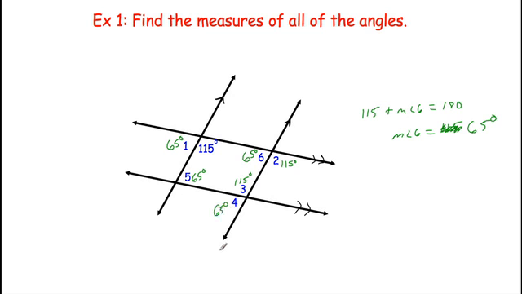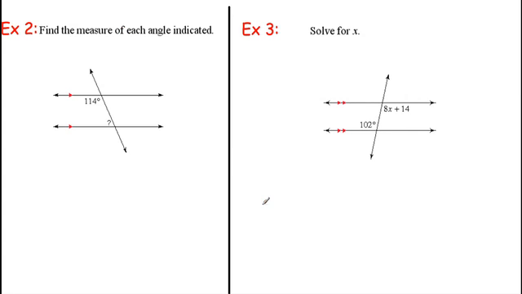All right, let's try another one. Find the measurement of each angle indicated. So I want to find this. What kind of relationship do I have here? That's same side interior. So 114 plus question mark equals 180. Subtract 114 over the other side, and I should get 66. So that would be 66 degrees.